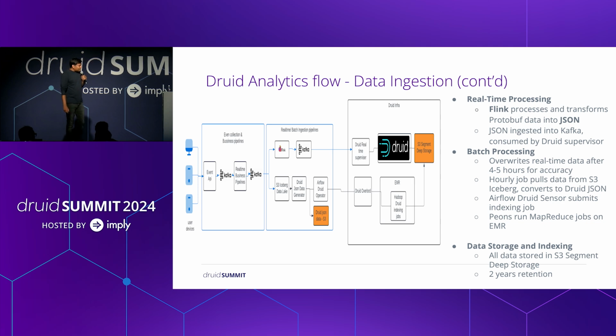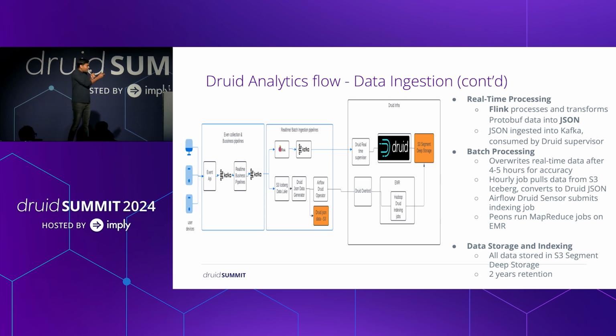Sometimes messages will arrive delayed, or the lag on the real-time pipeline will increase. So after a certain time, we reject events from the real-time pipeline. That's where the batch pipeline comes in. The batch brings the complete data to Druid.